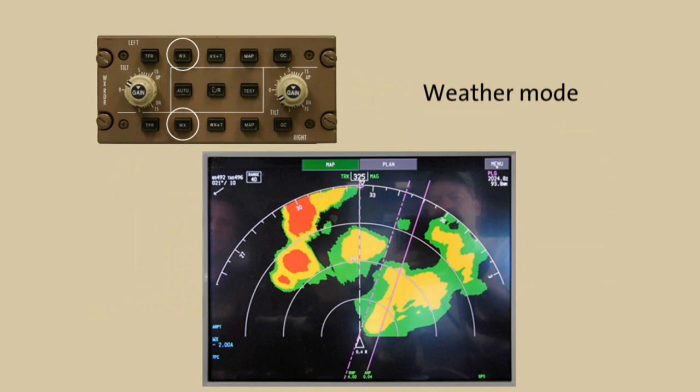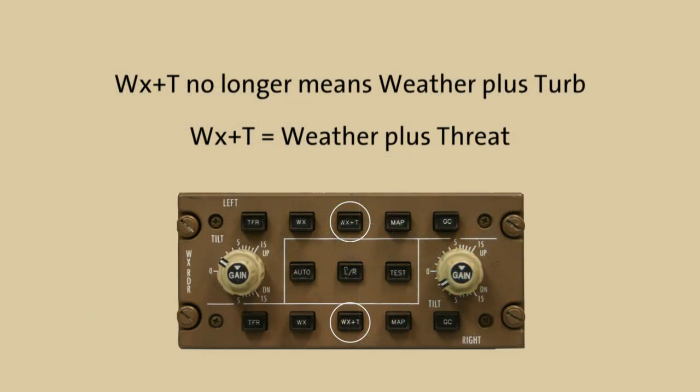Remember that black is a radar color. Black does not mean that weather is not present, but only that the weather is not reflective enough to meet the green threshold display criteria. For the new MultiScan ThreatTrack radar, WX plus T no longer means weather plus turb, but has been reclassified as weather plus threat. These new ThreatTrack features will be covered in detail in Module 3.